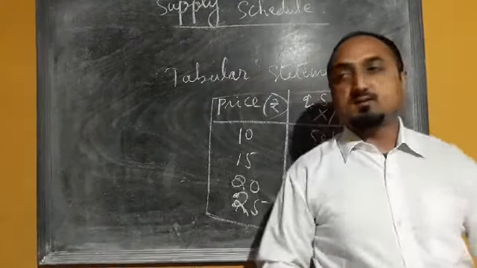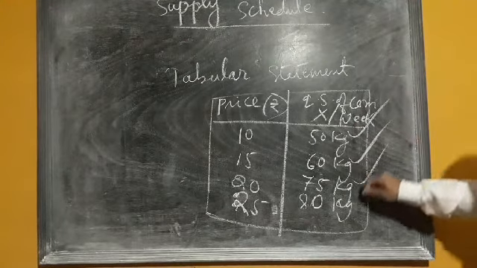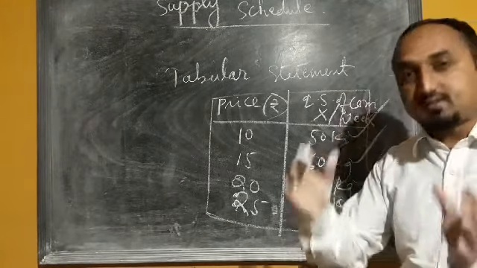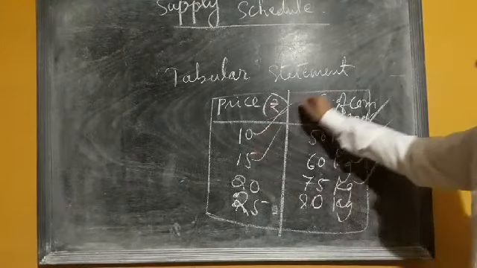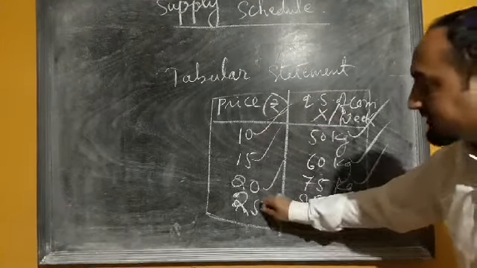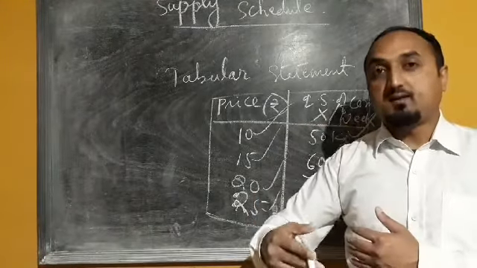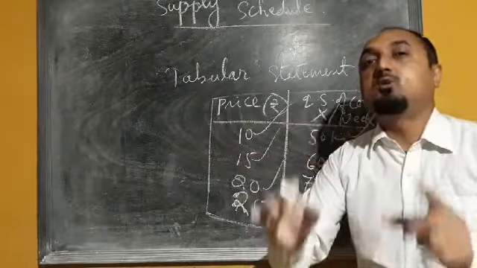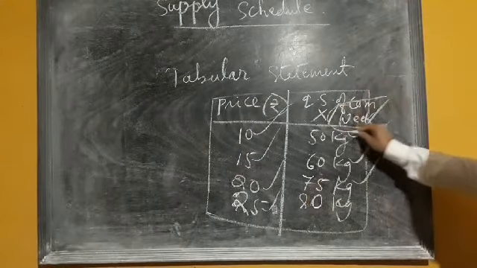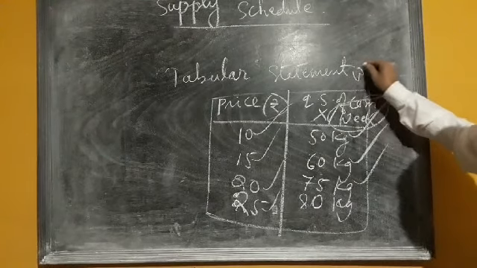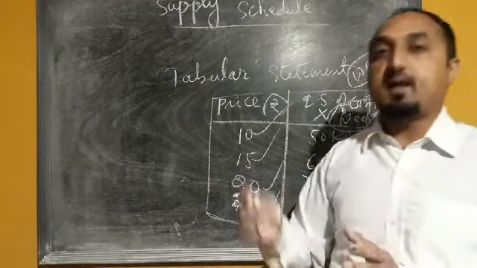So here we can see that the various quantity is being produced and offered for sale at different prices, at rupees 10, at rupees 15, at rupees 20, at rupees 25. So we can see that the various quantity is being supplied at the different prices during a given period of time. So what is our given period of time here? Per week. So this per week is a given period of time.